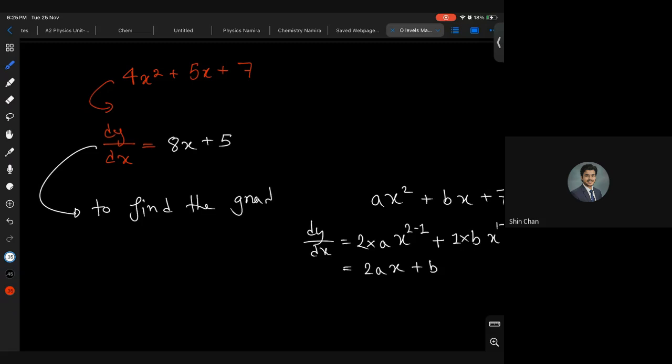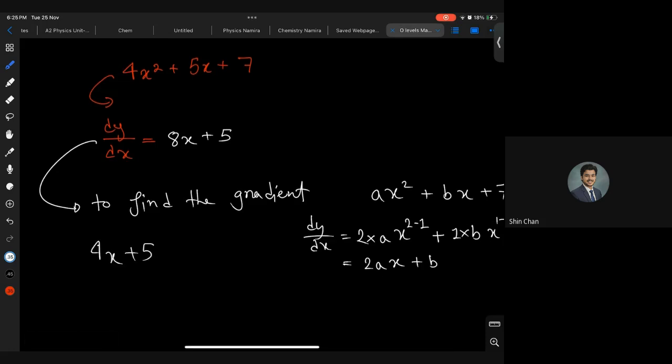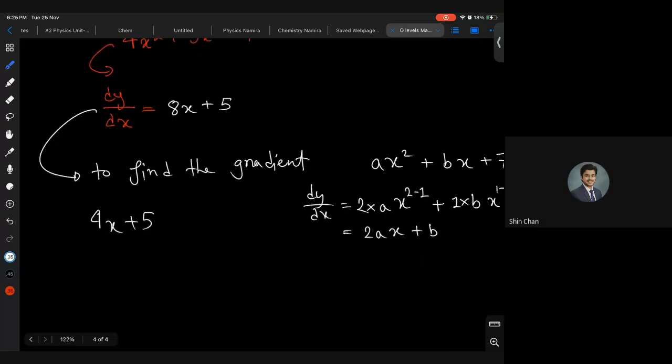Okay. Because let's say if it was a linear equation, which we'd say 4x plus 5, that's a linear equation, right? And if I were to differentiate this, what would be the answer? The answer would be just 4, no pluses. So do you know that the gradient of a straight line is a constant?